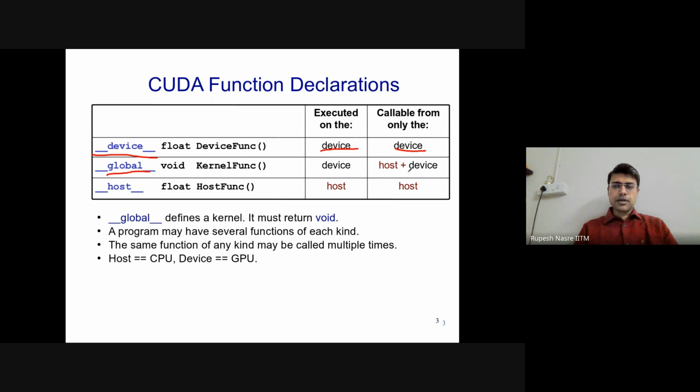At the same time, kernels are also callable from the device, and that is where I was mentioning that dynamic parallelism is possible. That part is called dynamic parallelism. What that means is that from one kernel you can call another kernel. In addition, there is a __host__ keyword, which essentially means that it's a CPU function.